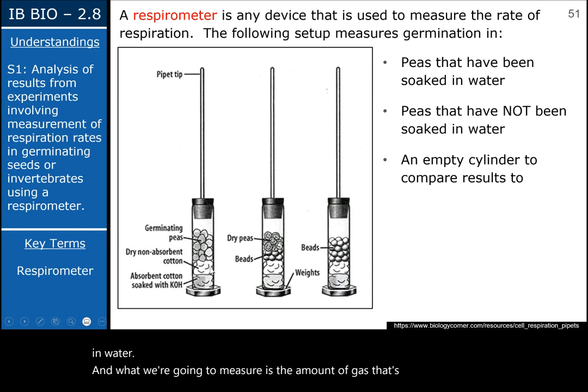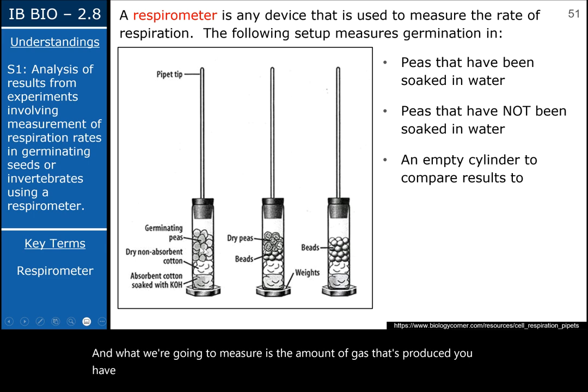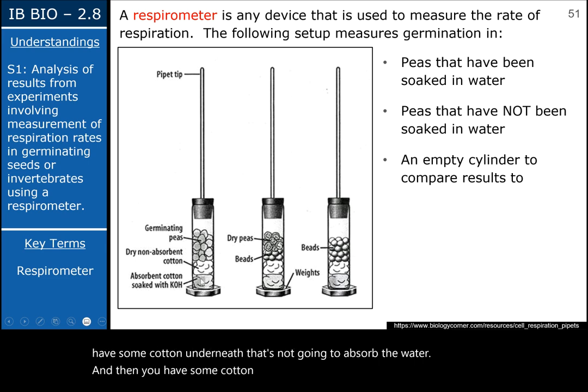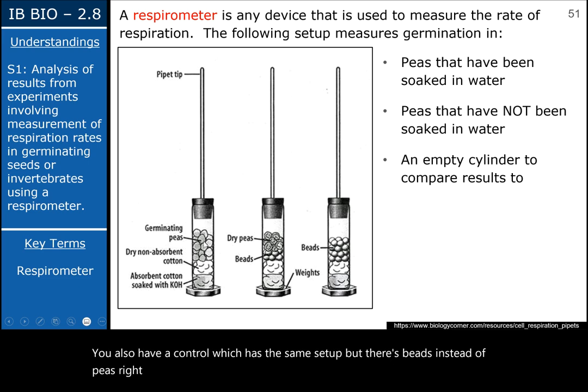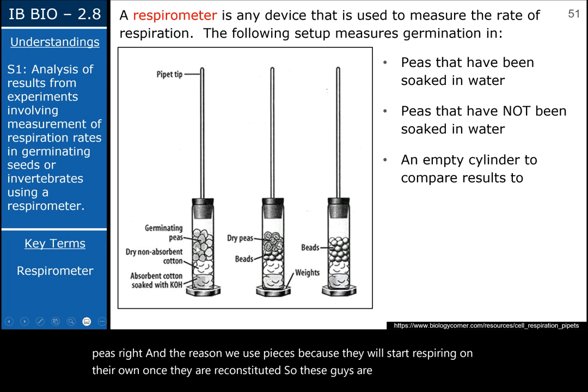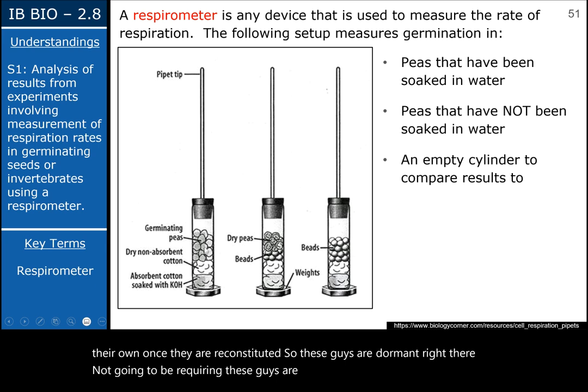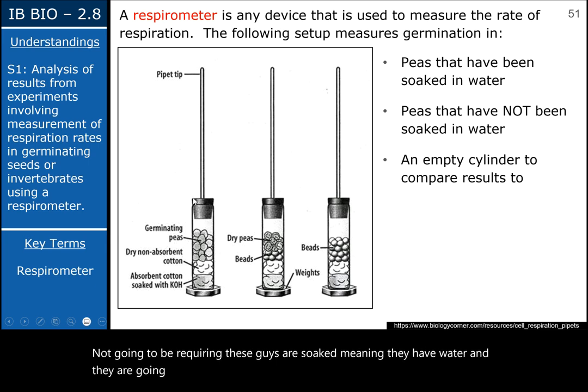You have some cotton underneath that's not going to absorb the water. And then you have some cotton that's soaked with potassium hydroxide at the bottom. You also have a control, which has the same setup, but there's beads instead of peas, right? And the reason we use peas is because they will start respiring on their own once they are reconstituted. So these guys are dormant, right? They're not going to be respiring. These guys are soaked, meaning they have water, and they are going to start respiring. This is a rubber stopper, and this is a tube that allows gas to travel.